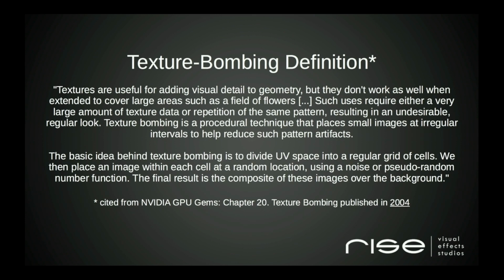Texture bombing is a procedural technique that places small images at irregular intervals to help reduce such pattern artifacts. The basic idea behind texture bombing is to divide UV space into a regular grid of cells. We then place an image within each cell at a random location using a noise or pseudo-random number function. The final result is then composited, and so on. This is cited from NVIDIA GPU Gems, Chapter 20, Texture Bombing, published in 2004.